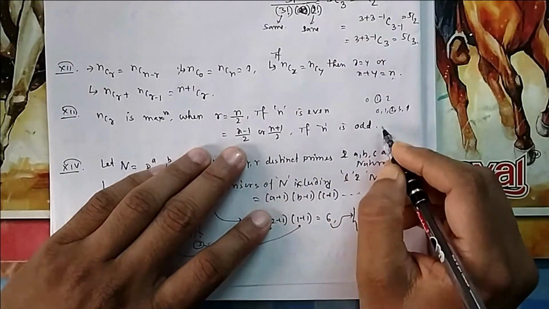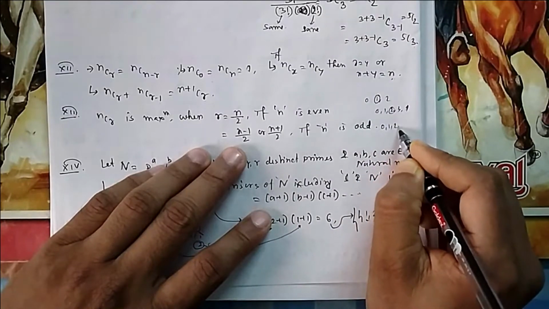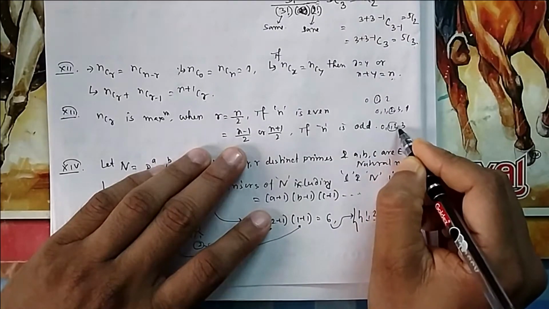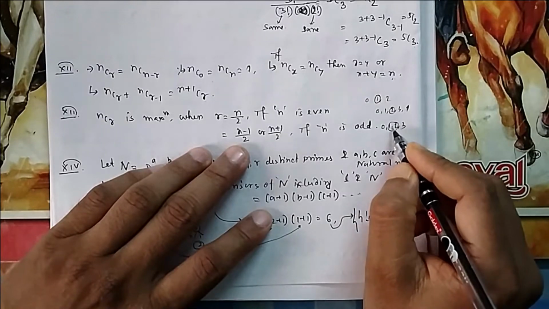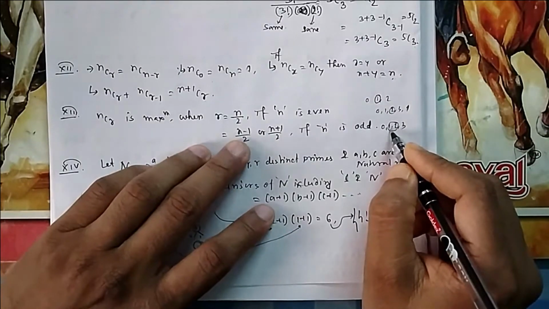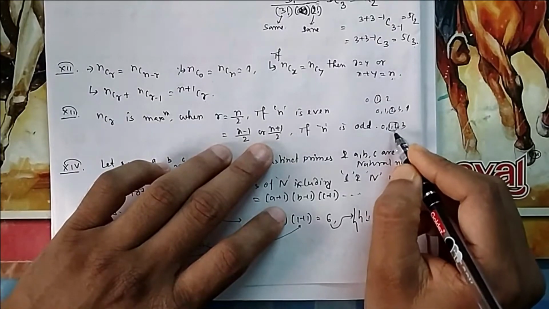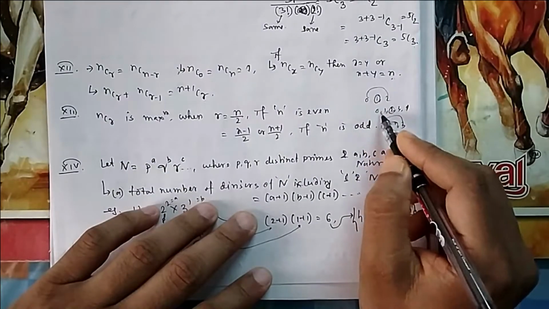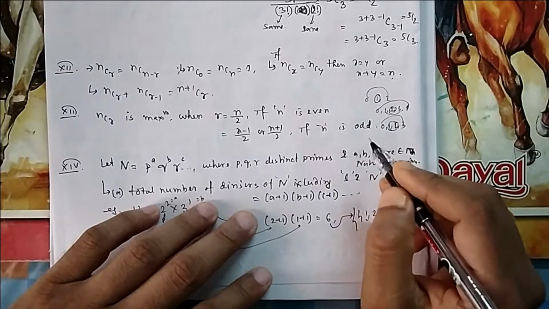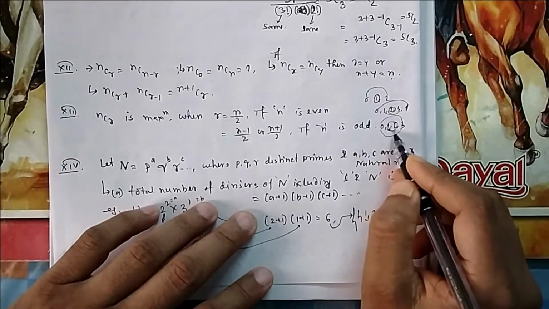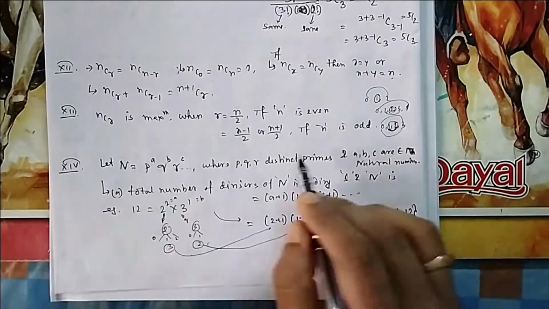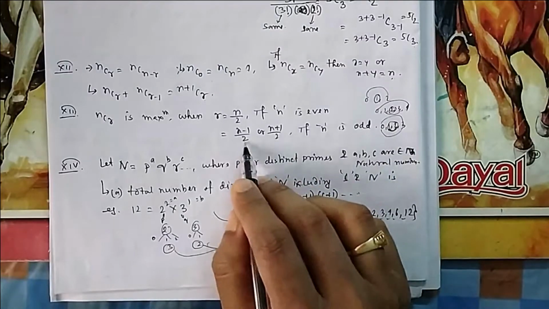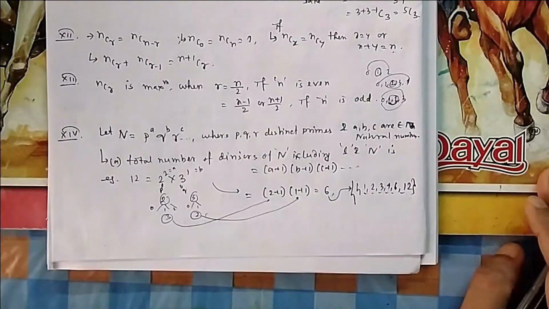If n is odd, suppose 3, so 0, 1, 2, 3. Now there are two middle ones. Either it is n minus 1 by 2, that is 3 minus 1 by 2, which is 1, or n plus 1 by 2, that is 2. Both are the same. Because in binomial coefficients these and these are equal, the middle two attain the maximum. So these two will be highest, and either of them gives you the same answer.